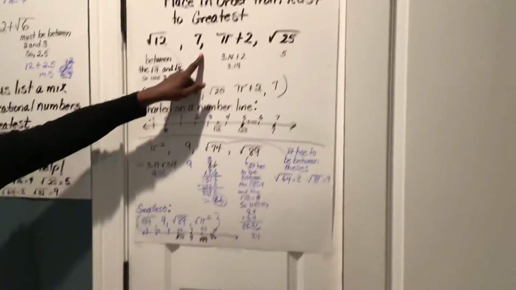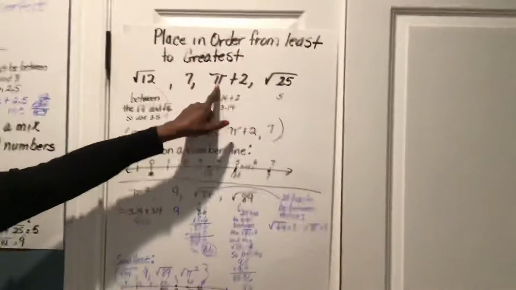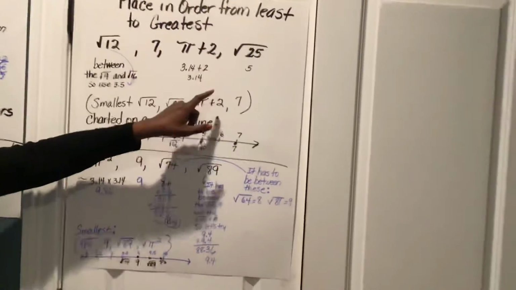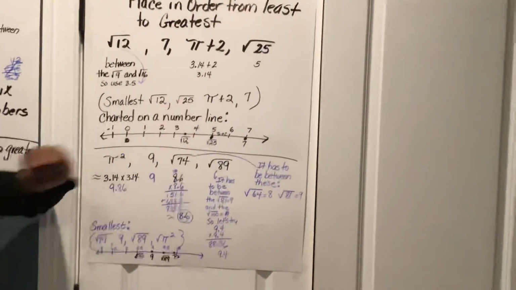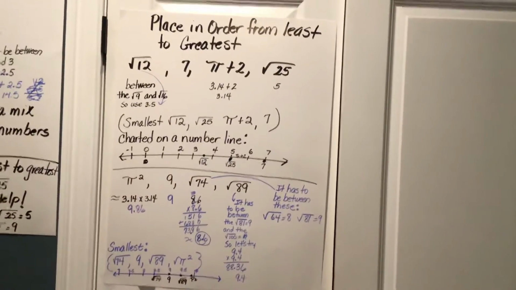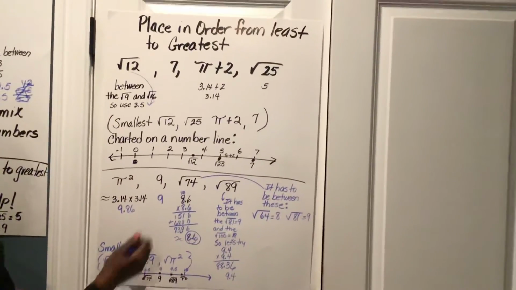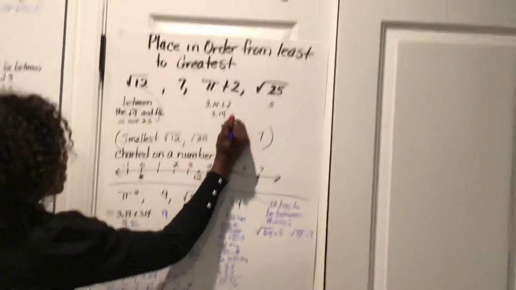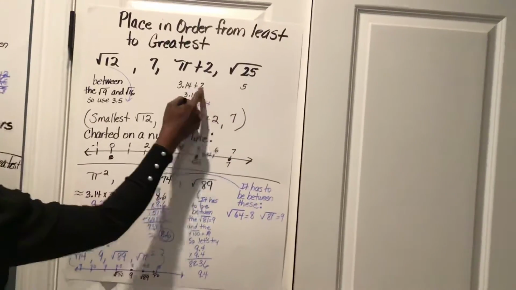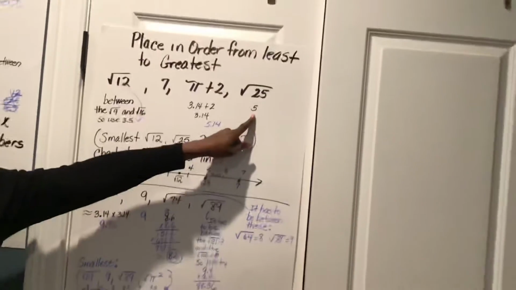7 is a whole number, so I'll keep that. Then I have 3.14 plus 2. And 3.14 plus 2 is going to give me what, class? 5.14. Very good, because 2 is a whole number. Then I'm going to have 5 here for the square root of 25.